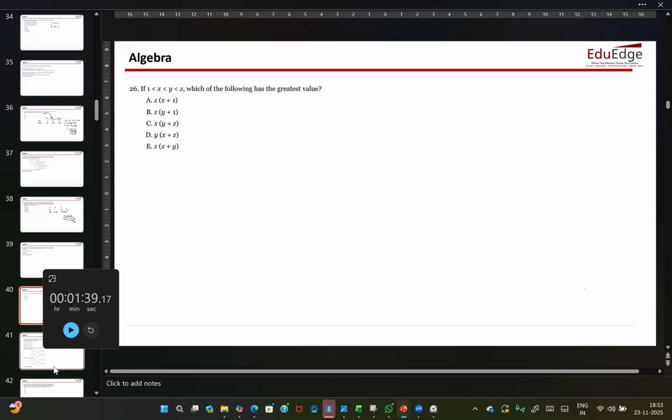Which of the following have the greatest value? How do you solve something like this? Take some values. Best is take some values. Should be E, because I'm multiplying it by the greatest number. So 3, 2, 1. But you also have to see the combination of the other two. So X, Y, Z. Suppose I take simple 2, 3, 4.